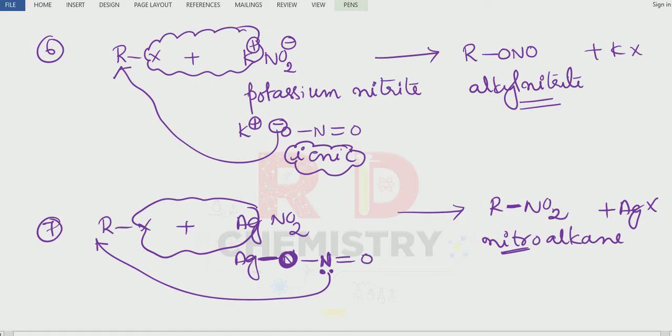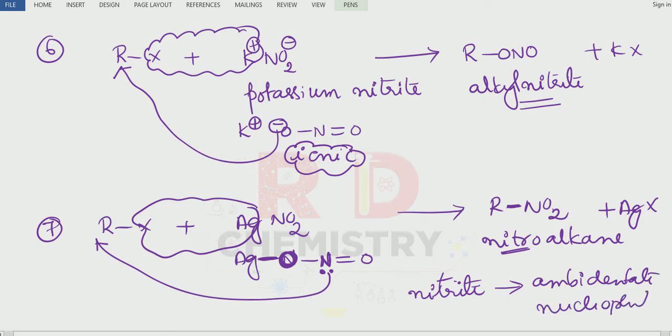Here also remember, nitrite is an ambidentate nucleophile. Either oxygen can donate or nitrogen can donate its electron pair or the negative charge. Right. Next one, eighth reaction.